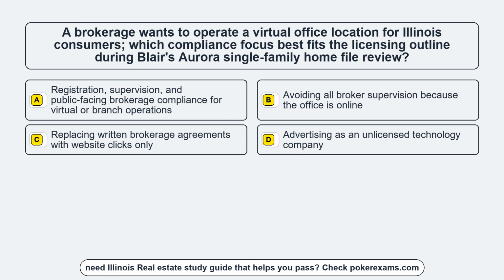Question 1. A brokerage wants to operate a virtual office location for Illinois consumers. Which compliance focus best fits the licensing outlined during Blair's Aurora single-family home file review? Option A. Registration, supervision, and public-facing brokerage compliance for virtual or branch operations. Option B. Avoiding all broker supervision because the office is online. Option C. Replacing written brokerage agreements with website clicks only. Option D. Advertising as an unlicensed technology company.